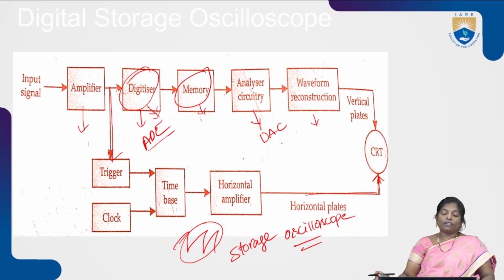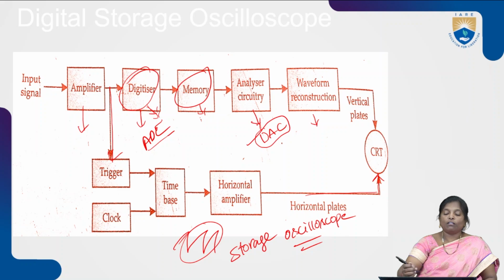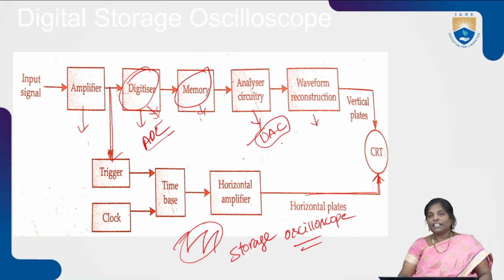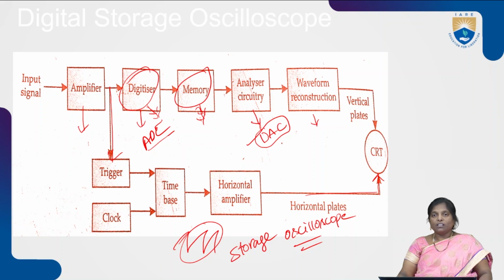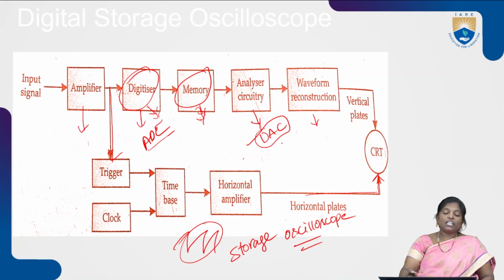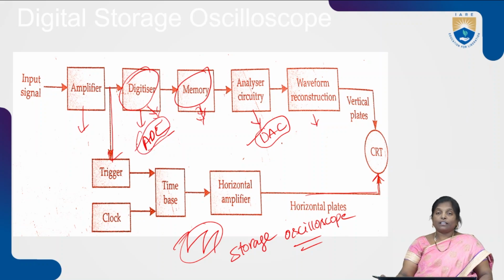Digitizer means which is used to convert analog information into digital format, and analyzer circuitry means again we are converting digital data into analog format. What is the need of converting the digital data into analog format? In our CRT we can represent the output waveform in analog format only. So we are converting digital data into analog format, and the memory unit is mainly used to store the data. Whenever we want to retrieve, we can retrieve it from the memory unit. So to store the data in the memory unit, initially we are converting our analog data into digital format, and whenever we want, we can retrieve it in analog format by using a digital to analog converter.